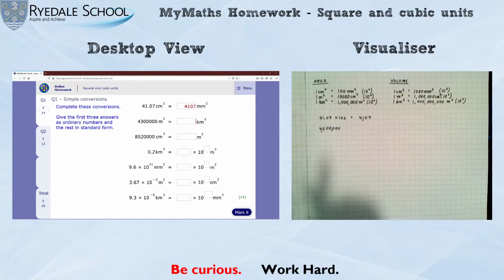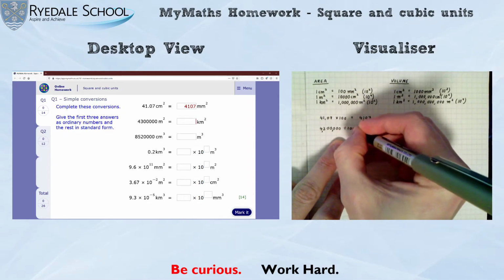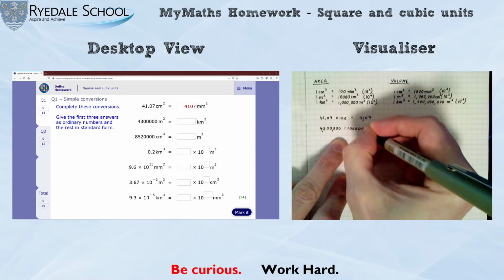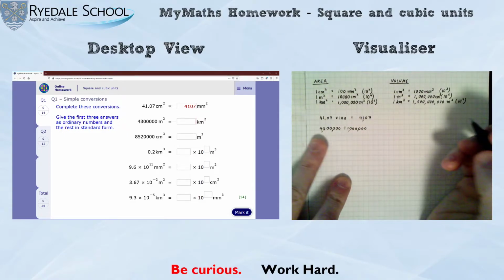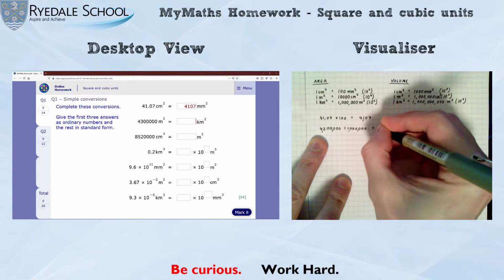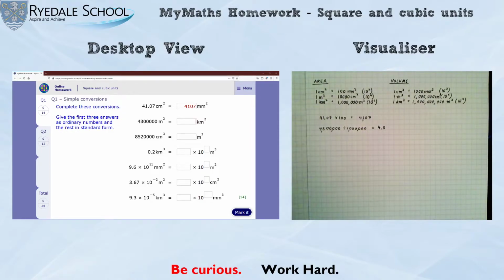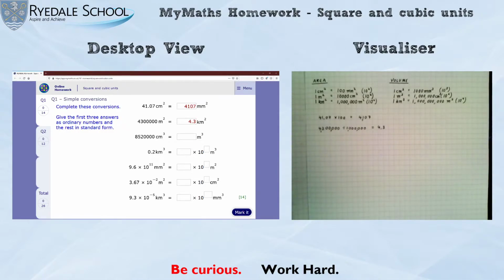So I'm not multiplying this time. This time I'm dividing. So I'm going to be dividing by 1,000,000. And 4.3 million divided by 1,000,000 is going to be 4.3. Okay, so 4,300,000 divided by 1,000,000 is 4.3. So there's 4.3 kilometres squared in that number of metres squared.